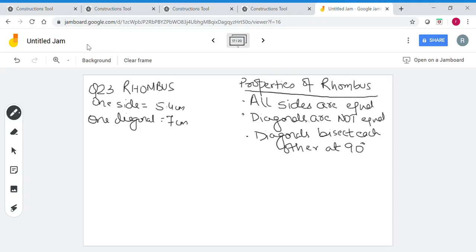Hi guys, let's move on to the next type of construction. What we are looking at now is a rhombus. Now in a rhombus, before we start constructing, let's revise the properties of a rhombus. In a rhombus, all sides are equal. It's a special type of a parallelogram.